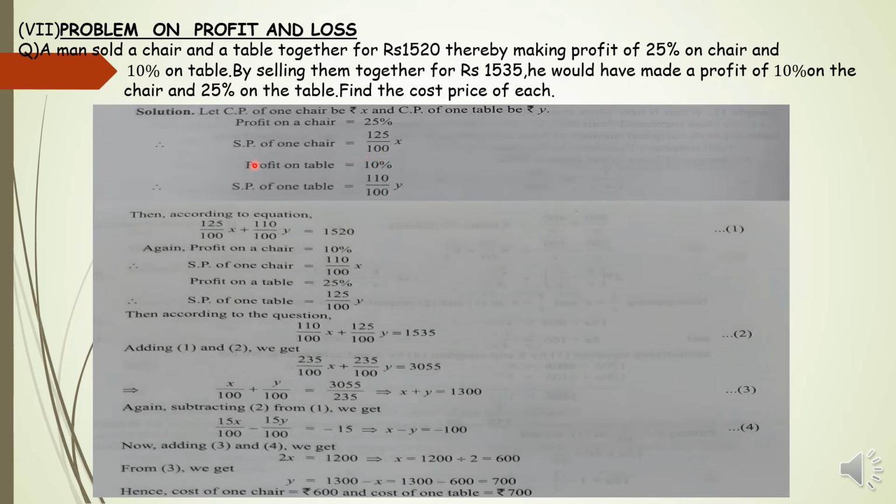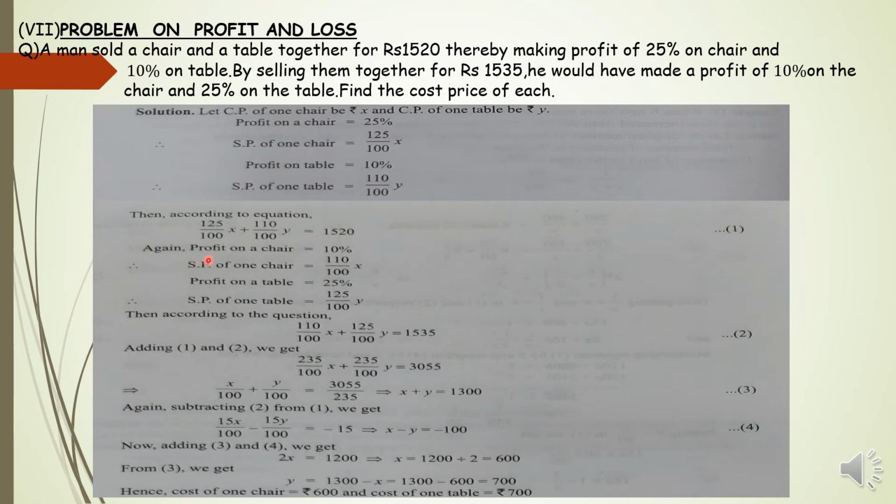Then the profit on table is given in the question, that is 10%. Then selling price of one table, similarly we can find, and we will get as 110y by 100. Then according to the question, a man sold a chair and table together for rupees how much? Rupees 1520. So how we can frame the equation? Selling price of one chair is 125x by 100 plus selling price of one table is 110y by 100 is equal to 1520.